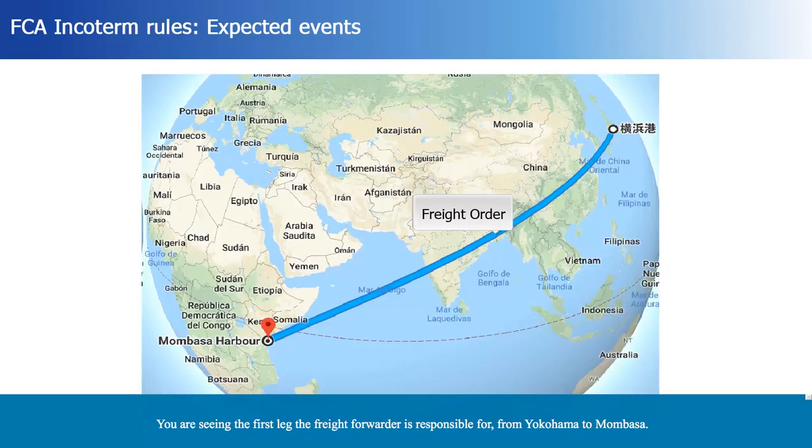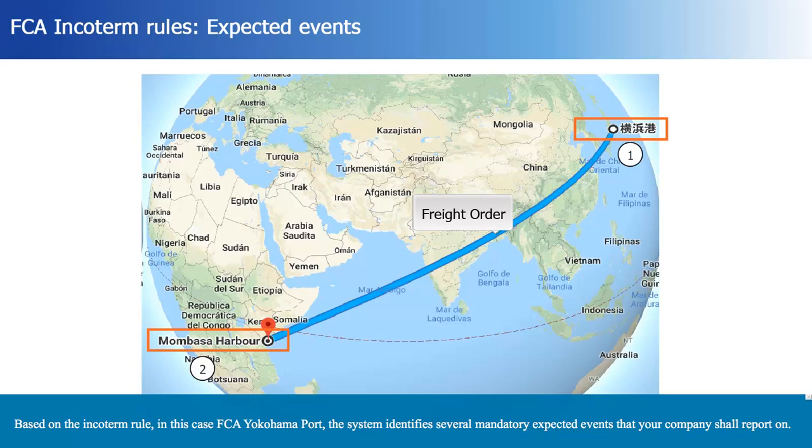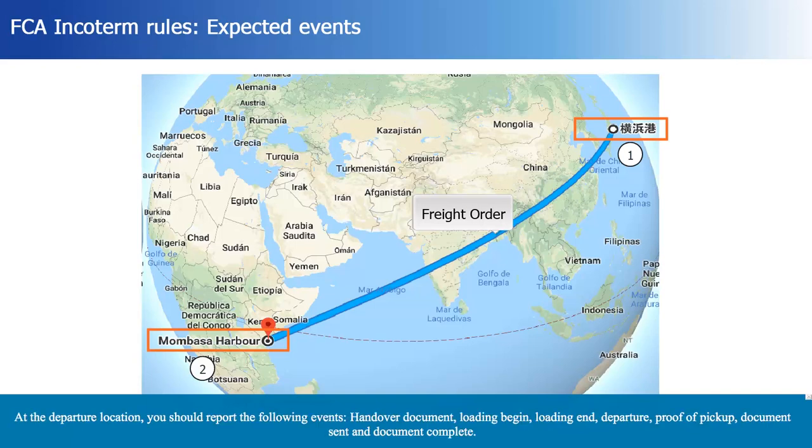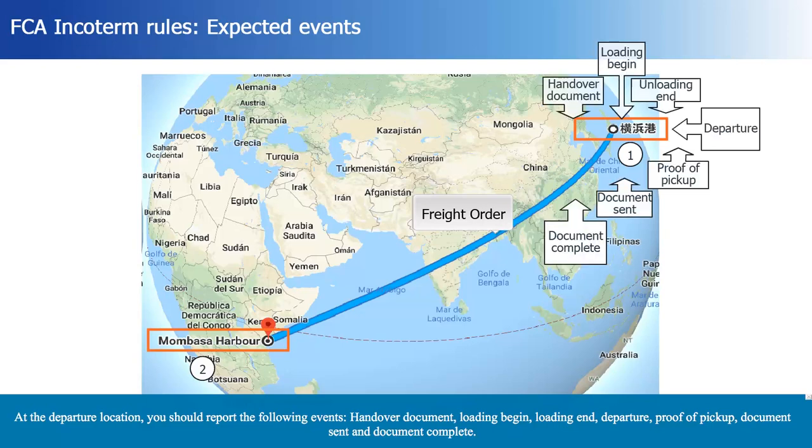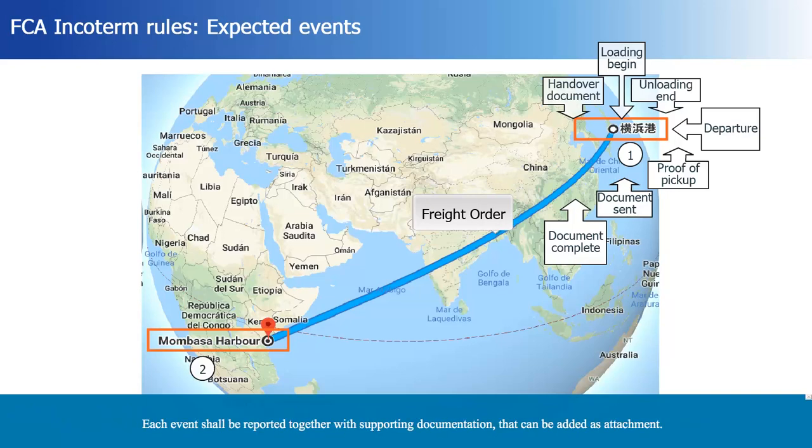You are seeing the first leg the freight forwarder is responsible for, from Yokohama to Mombasa. Based on the Incoterm rule, in this case FCA Yokohama Port, the system identifies several mandatory expected events that your company shall report on. At the departure location, you should report the following events: handover document, loading begin, loading end, departure, proof of pickup, document sent and document complete. Each event shall be reported together with supporting documentation that can be added as attachment.